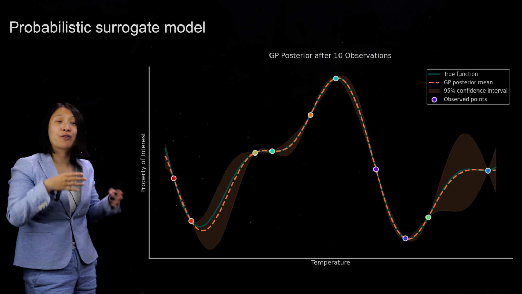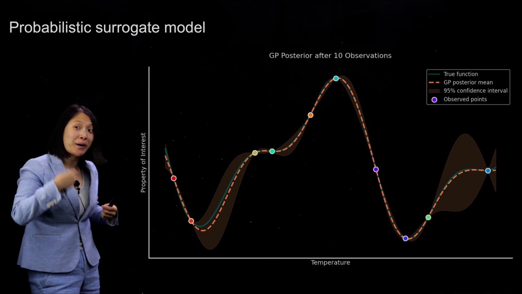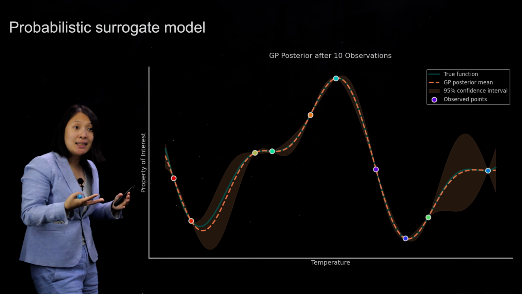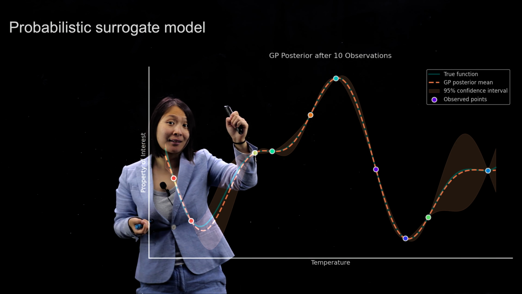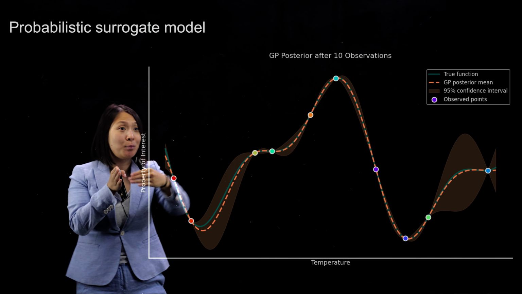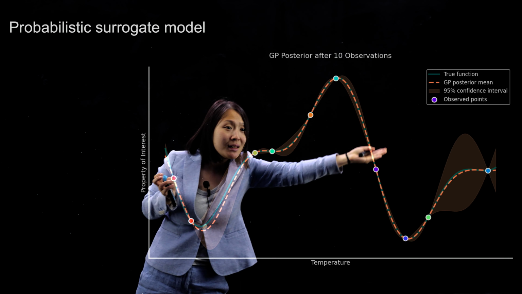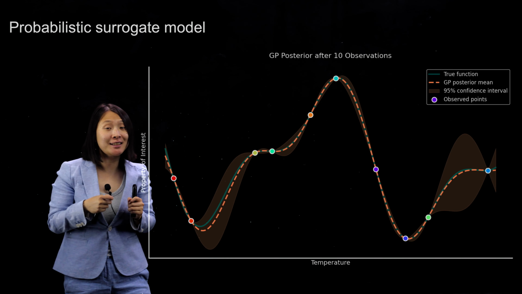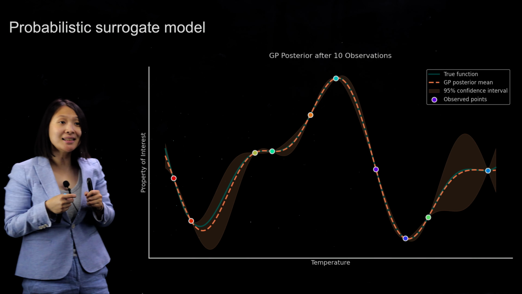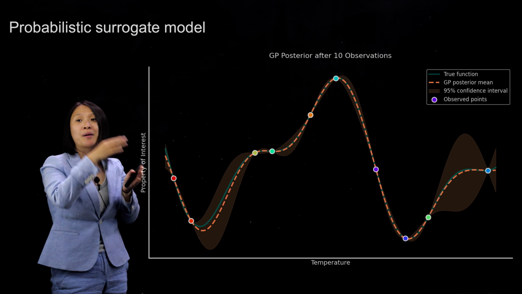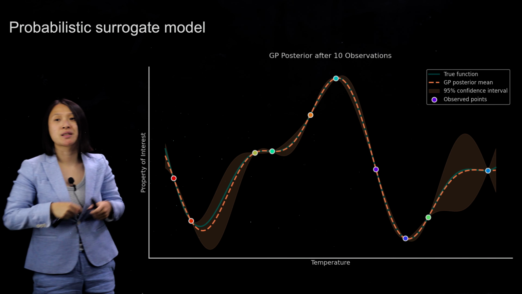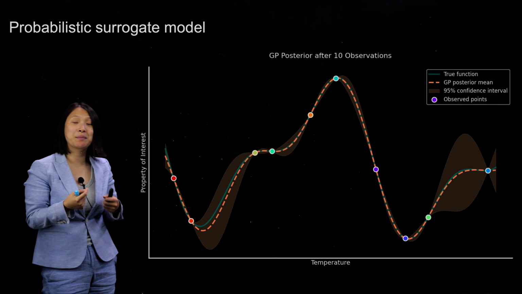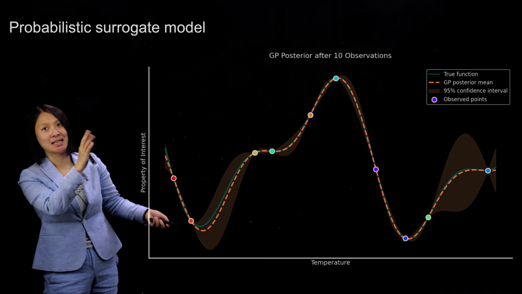In this case, we've built a probabilistic surrogate model, and you can see how accurate it is by looking at the posterior mean, which is the predicted mean, and also at the confidence interval. In this case, we can see we become more and more certain that our surrogate model describes the relationship between the input and output.